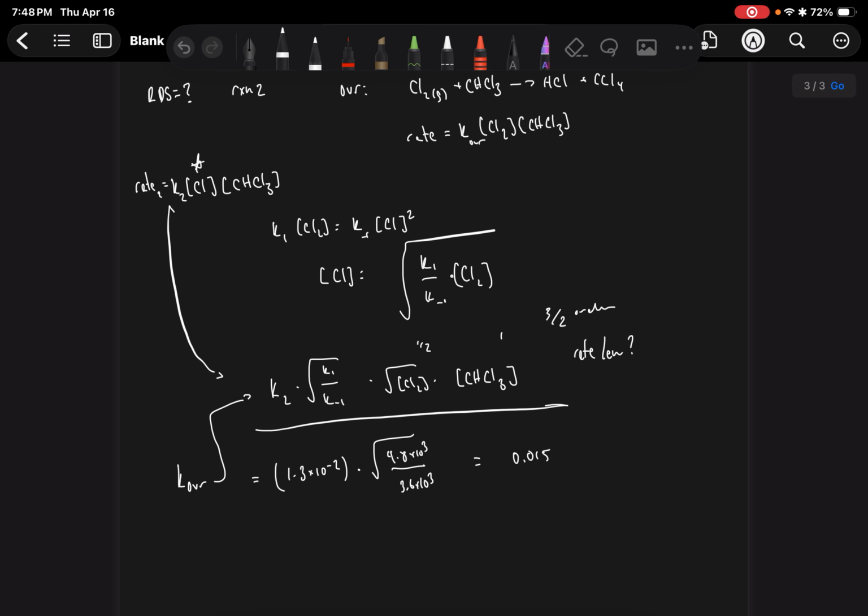Okay, 0.015. So it's 3 over 2 order, so 3 over 2 minus 1 equals 1 over 2, so negative 1 over 2, so that means it should be negative 1. Yeah, that's the answer. Okay, last one. Almost there.